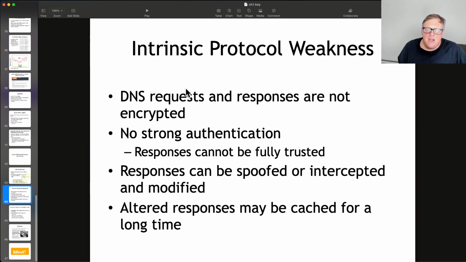Since they're not encrypted and they don't have any strong authentication, people can send fake responses and alter and poison your local cache on your local machine. This is one of the things people often do: send spoofed DNS responses to intercept traffic on shared wireless networks.